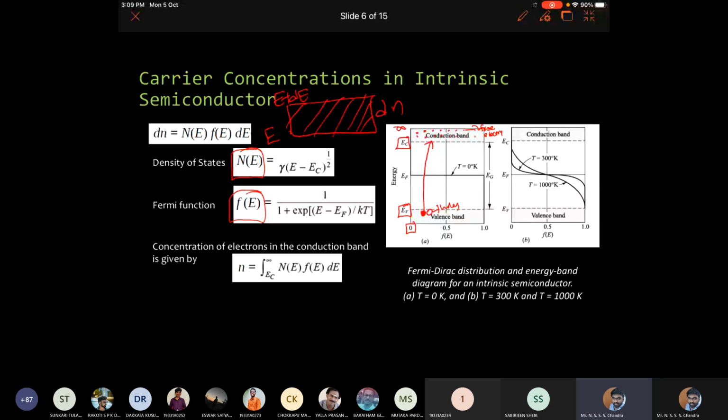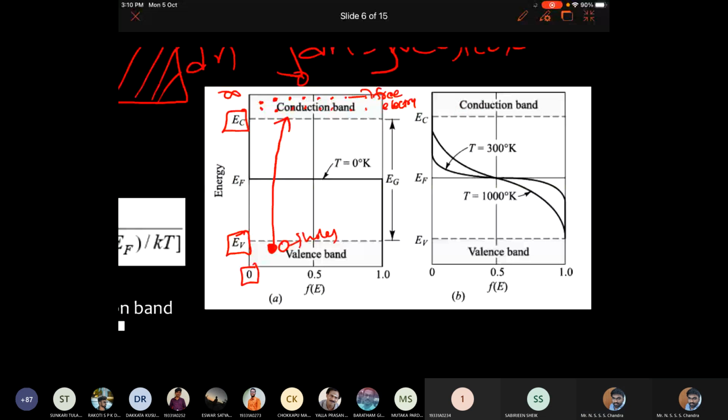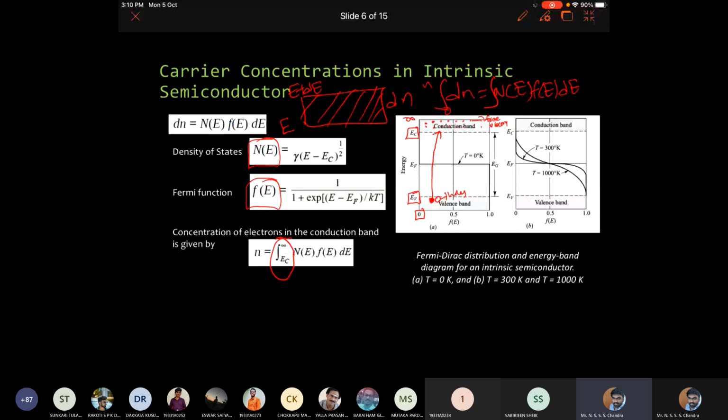If you want to get the total carrier concentration, what do you need to do? You need to integrate this equation dn equals N of E into F of E into dE on both sides, from 0 to n. First we will calculate the intrinsic concentration for the free electrons. Can you see this energy band diagram? What are the limits for the free electrons? EC to infinity. That's why we are doing the integration from EC to infinity.